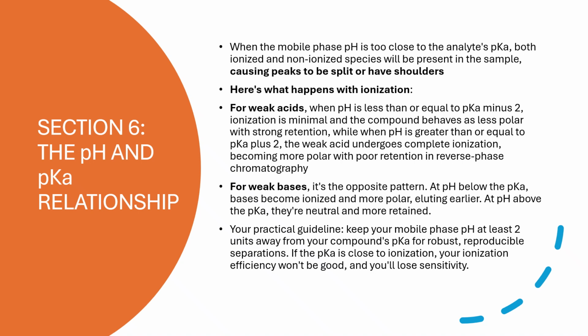And for weak bases, it's the opposite pattern. At pH below the pKa, bases become ionized and more polar, eluting earlier. At pH above the pKa, they are neutral and more retained. So for your practical guide, keep your mobile phase pH at least 2 units away from your compound's pKa for robust, reproducible separation. If the pH is close to the pKa, your ionization efficiency won't be good and you'll lose sensitivity.